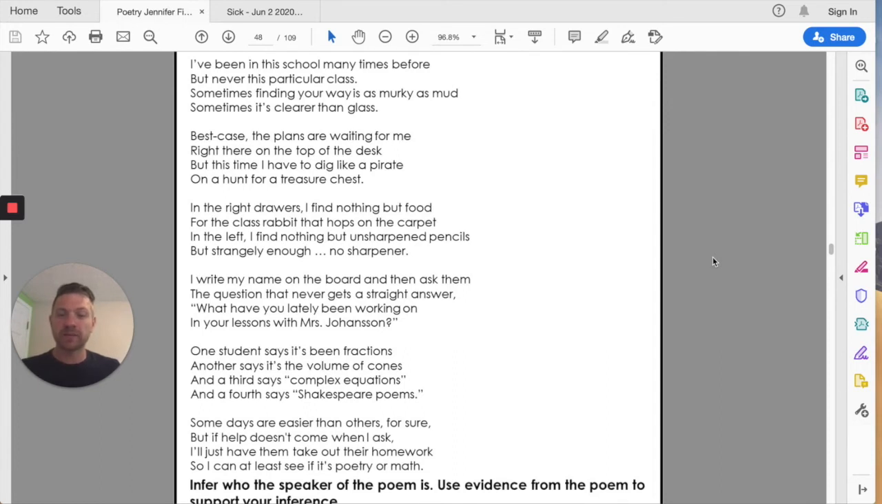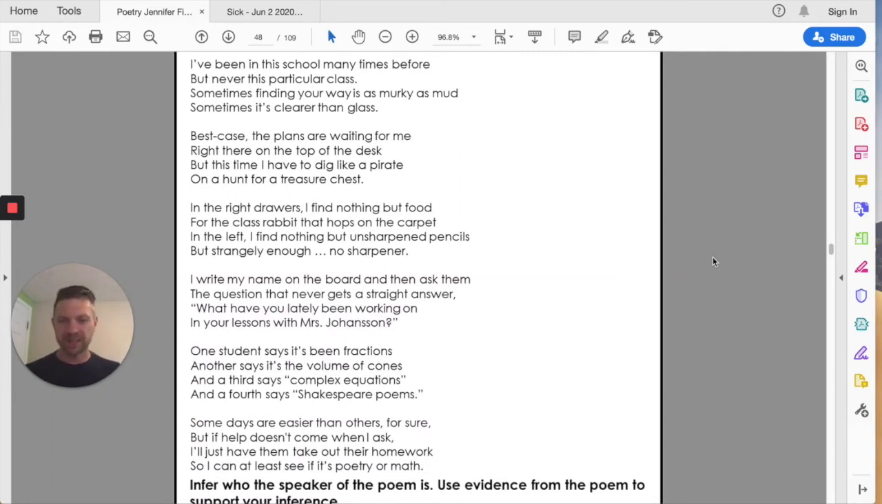What have you lately been working on in your lessons with Mrs. Johansson? One student says it's been fractions, another says it's the volume of cones, and a third says complex equations, and a fourth says Shakespeare poems. Some days are easier than others for sure, but if help doesn't come when I ask, I'll just have them take out their homework so I can at least see if it's poetry or math.